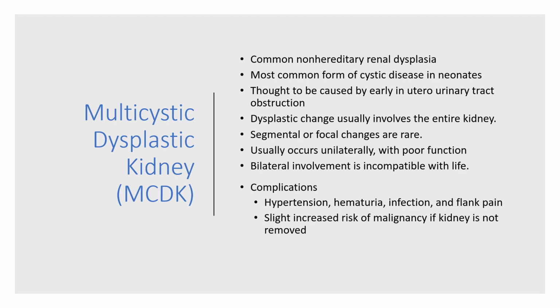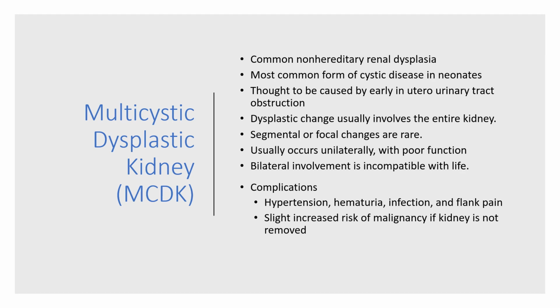So something happens that obstructs that urinary tract, and so that urine is going to back up and form a cystic disease in the kidney. Typically, it's going to be unilateral. The dysplastic change typically involves the entire kidney, and it's not common to see it in segmental or focal parts of the kidney. It typically is the whole thing. There's going to be poor function in that kidney. Dysplastic means that it's got dysplasia, which means that it didn't develop correctly. Something interfered with the development.